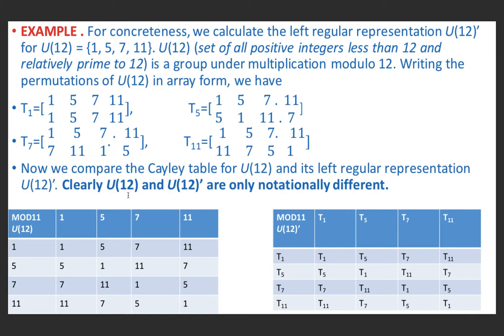First observe one thing. We discussed in an example with U12 that x squared is 1: 1 star 1 is 1, 5 star 5 is 1, 7 star 7 is 1, 11 star 11 is 1. Now we compare the Cayley table of U12 and its left regular representation U12'. U12 and U12' are only notationally different. Otherwise, there is no difference.